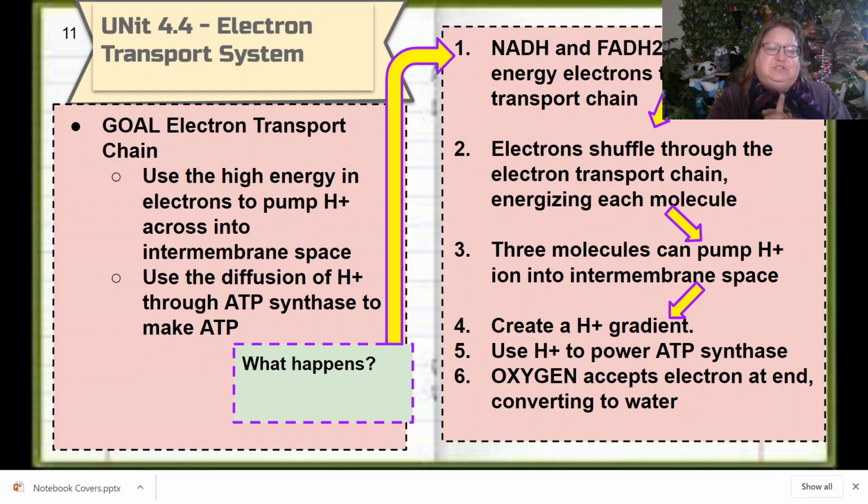So the goal of the electron transport system is to use the energy in those electrons to pump hydrogens across. Now, this should be somewhat familiar because we've talked about this in photosynthesis. We're going to pump hydrogen ions across, build up a high concentration of hydrogen ions, they're protons, basically. And then we're going to use that high concentration of hydrogen ions and let them diffuse through ATP synthase to make ATP. Hey, we saw that before. So not too outrageous of a phenomenon.